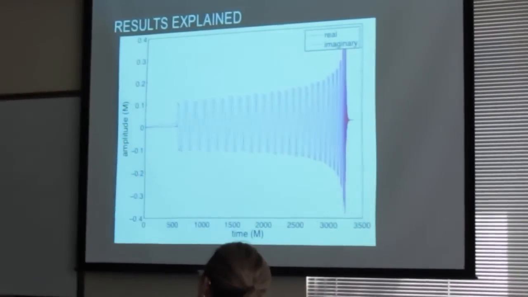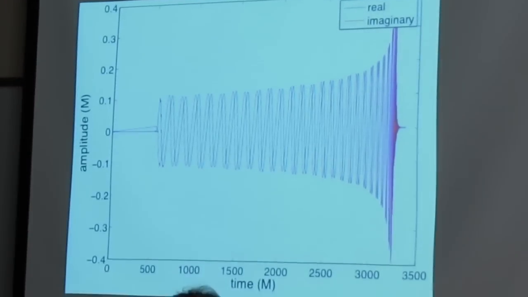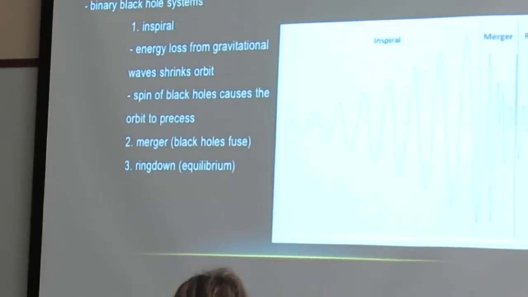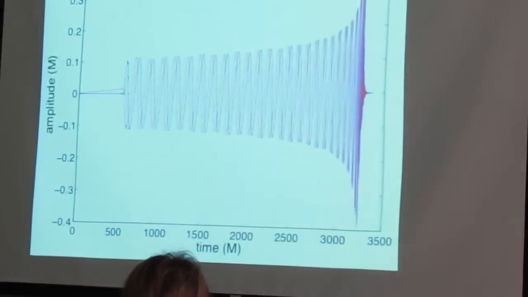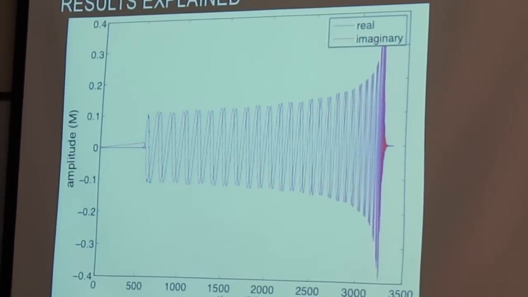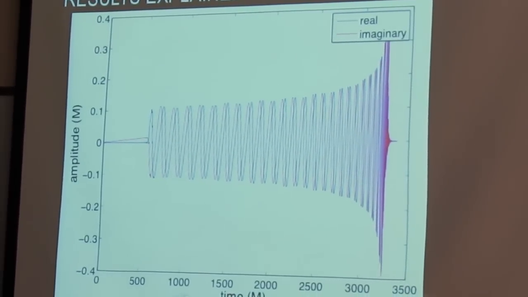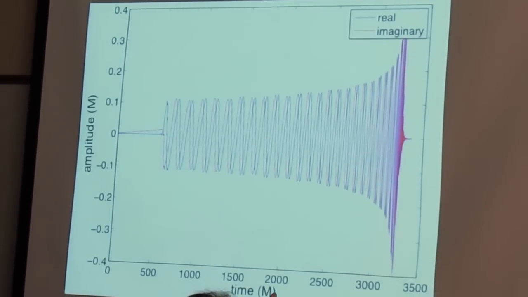So basically, you can see that this graph looks a lot like the previous one. You can identify the in-spiral, merger and ring down in this graph. So this is the part where you can see the amplitude increase, and that's in-spiral, and this very small section of just chaos, the merger, and at the very end, it's ring down.